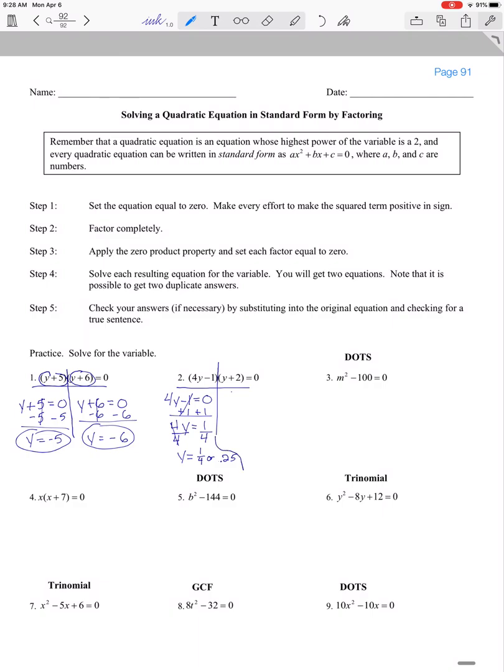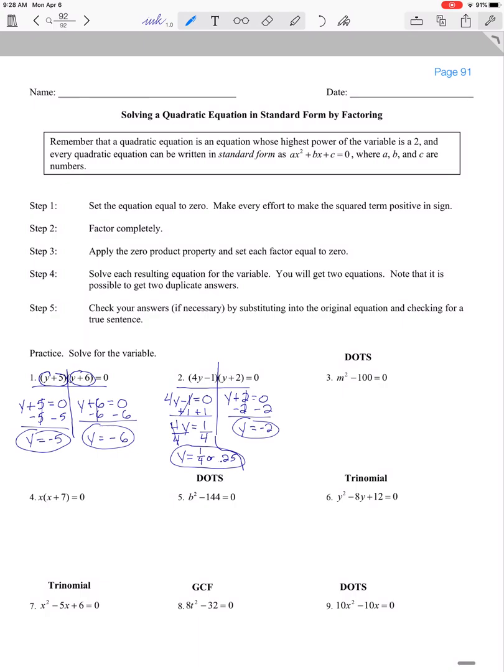And on the other side, we bring down the y plus 2, set it equal to 0, and subtract the 2 on both sides. We're just solving the equation. That's it. We know how to solve equations already. So your answer is y equals negative 2 and y equals 1/4, or you can do y equals 0.25. Either answer is accepted.